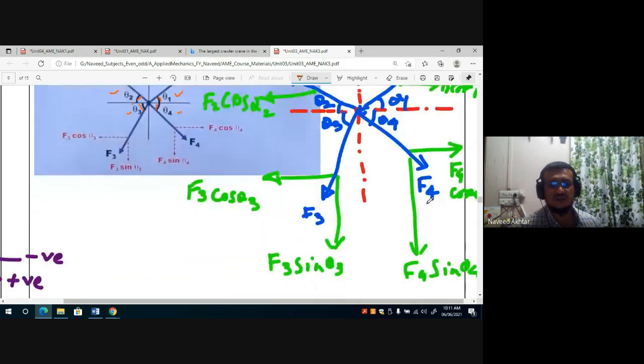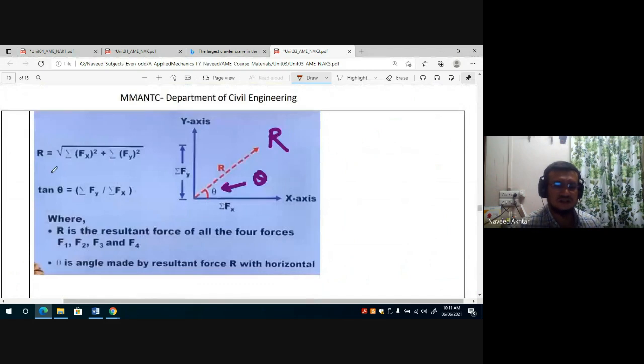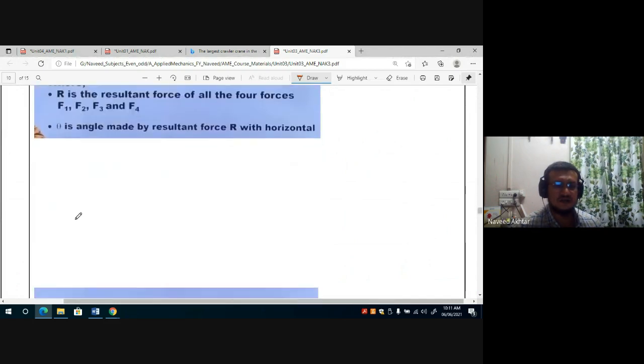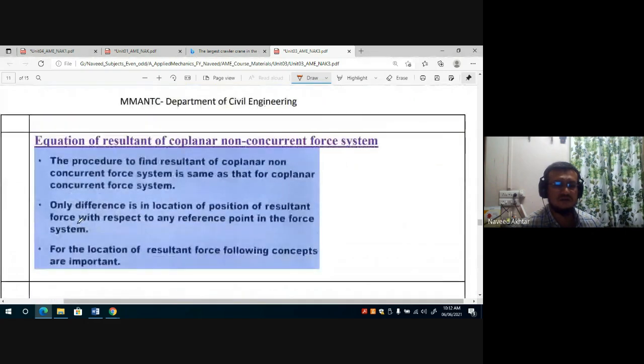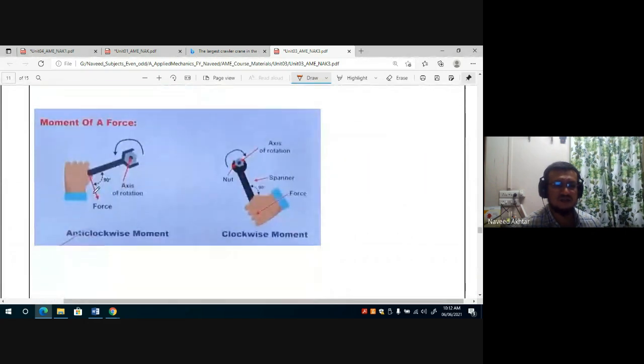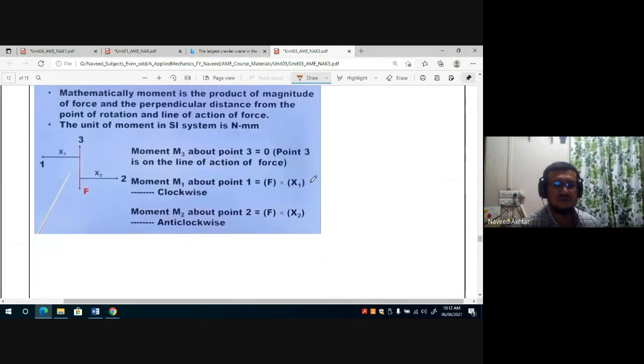And then you have seen the resolution of forces, how to find the resultant, and tan theta by resolution of the forces. Then we have seen the sign conventions of resolution of forces, and then the concept of moment of force. Moment is nothing but the product of force into distance. So if I find the moment M1, it will be the force F1 into the distance x1. So F1 into x1 is the moment of the force.